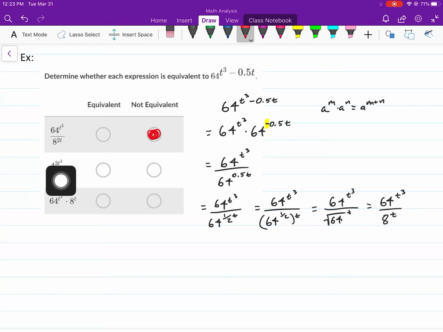Let's look at this, 4 to the 3t cubed. I think this might be possible, but we're going to have to rearrange the top. So I'm just looking at the bottom right now. And then 8 to the t on the top, no, it should be on the bottom. So this one is out as well.